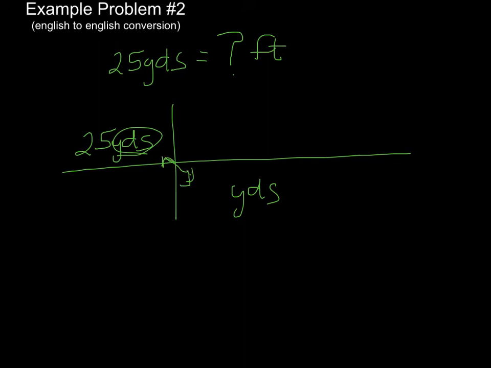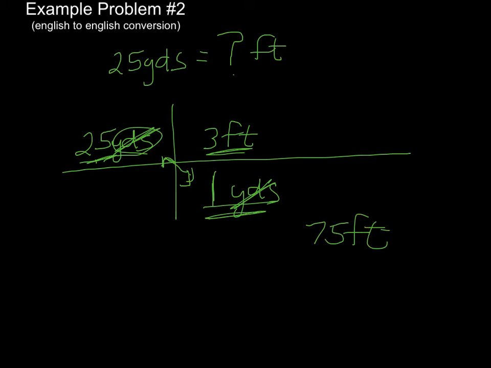So how many yards is equal to a foot? We do know this, that 1 yard is equal to 3 feet. Yards cancel, and I'm left with 25 times 3 feet divided by 1, and that's going to give me 75 feet. Again, fairly easy. Another problem, an English or a metric to English problem. That's going to be a little bit more difficult when we need to know more conversion factors, but we're going to do one here.